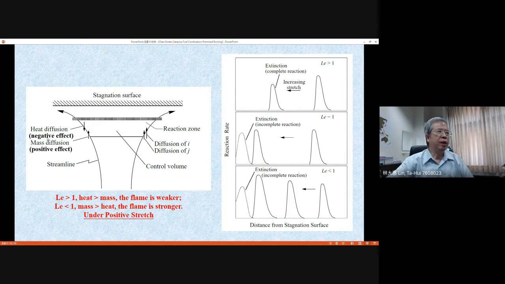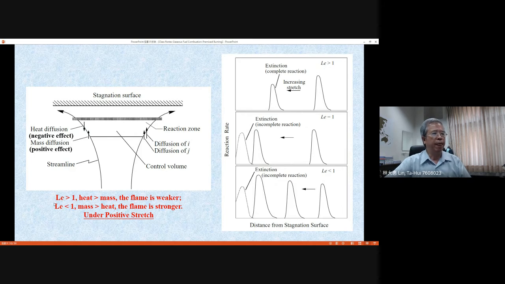Okay. Now, when you look at this kind of mechanism, you figure out in the stagnation point flow, if you have a premixed flame here, this flame will be suffered by heat diffusion, right? Heat diffusion gives you a negative effect, but mass diffusion will give you a positive effect. Now think about when you bring these two effects, one negative and the other positive, and we compare them together. Put the Lewis number as an indicator. Now we try to identify the influence coming from this imbalance of heat diffusion and mass diffusion.